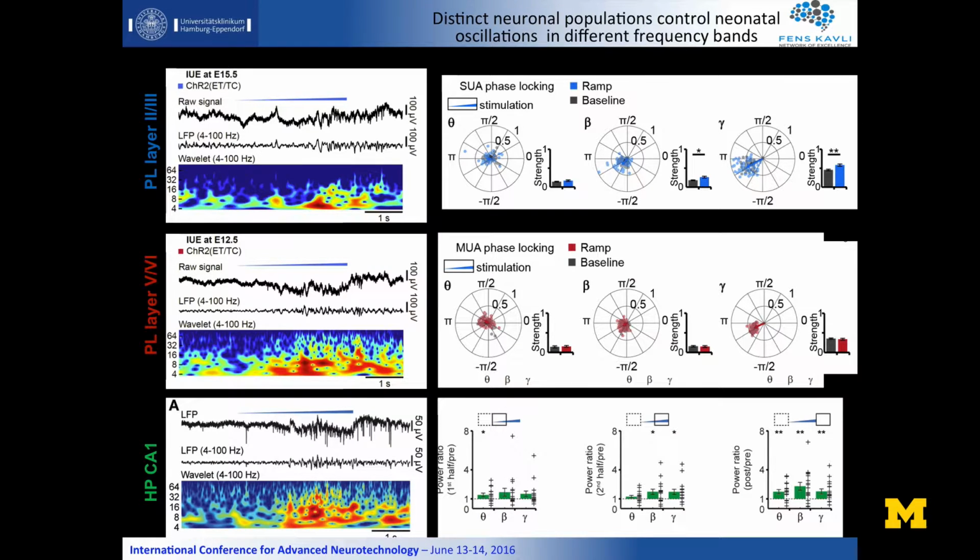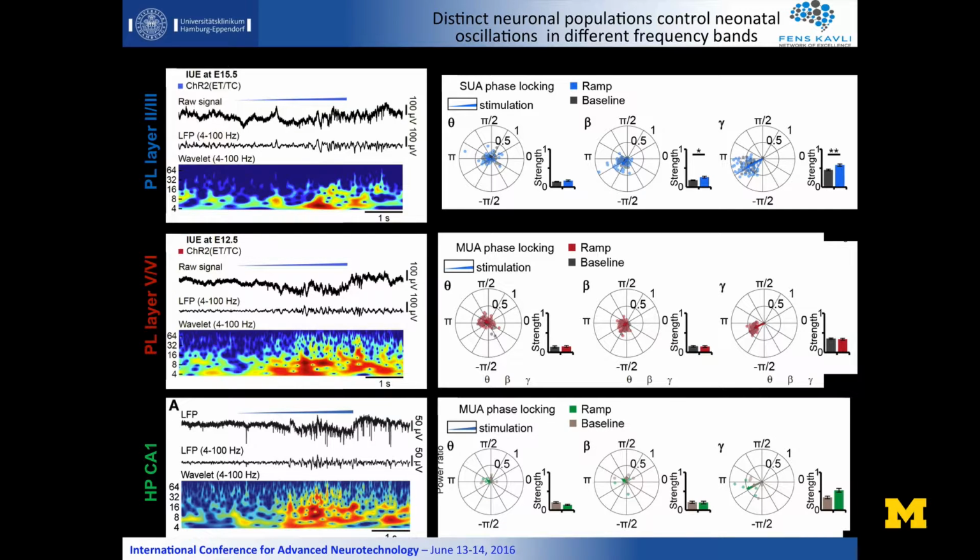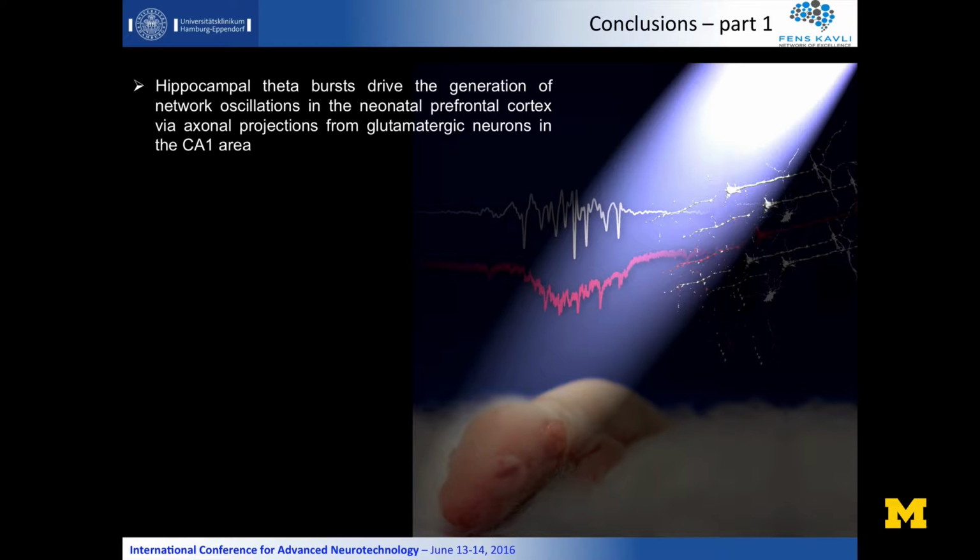And the last one, in the hippocampus, again confirming the patch data, what we observe is that after stimulation there is a slight increase, but this is general in all frequency bands and confirms the fact that stimulation of pyramidal neurons in the CA1 area is not the main driver for one of these activity patterns. So again, here there is no difference in the coupling strengths. So if I summarize what I presented until now, I would like to say that the hippocampal theta bursts are the drive for the prefrontal cortex.